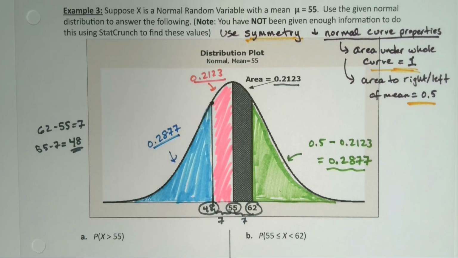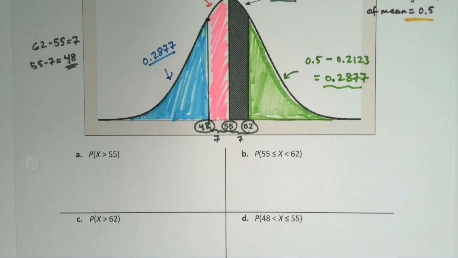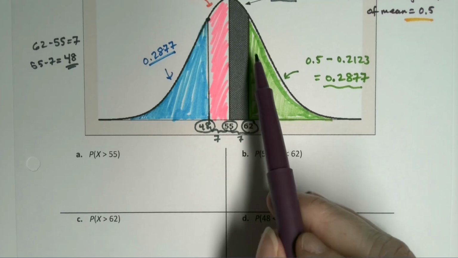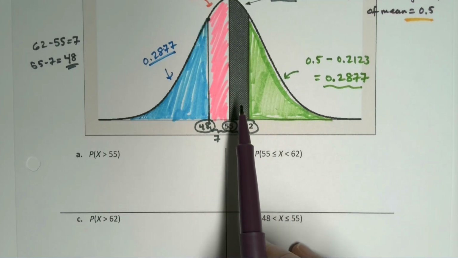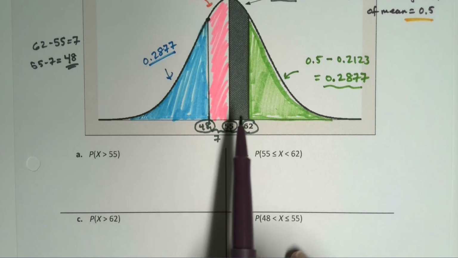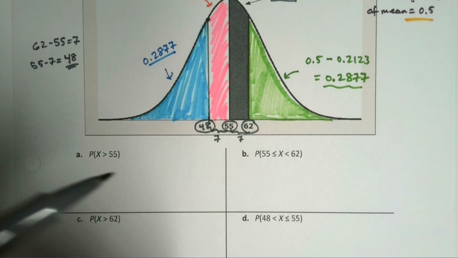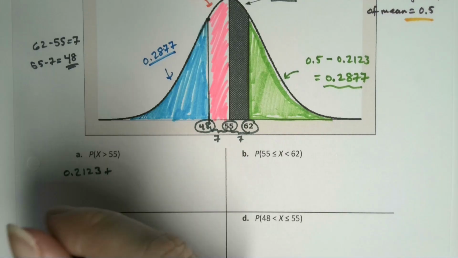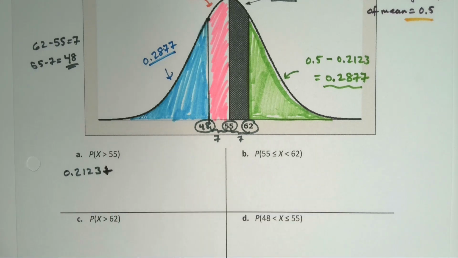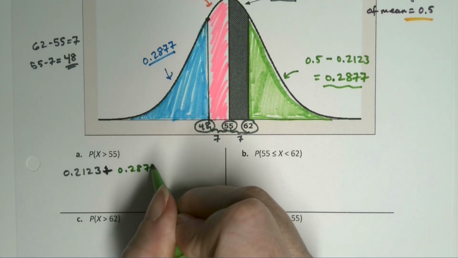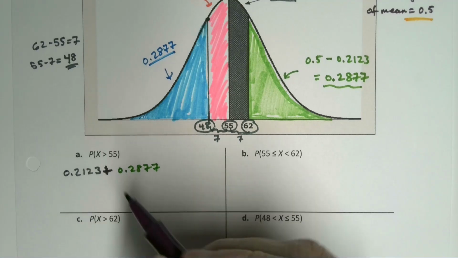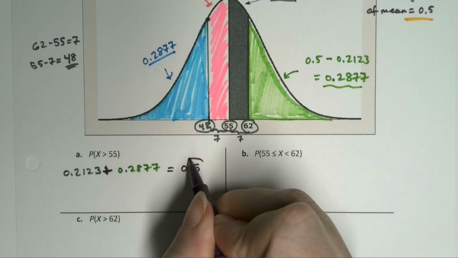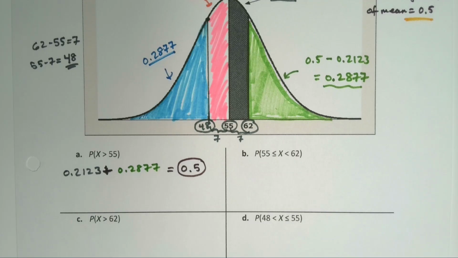Okay, so now that we know that, now we can answer all the questions. All right, so let's look at them. This one wants the probability that x is greater than 55. Well, greater than 55 would be this gray section and this green section, right? Greater than is to the right. So that would be 0.2123 plus the green section, which would be 0.2877, which of course we already know what those add up to. That's how we found it in the first place. It's 0.5 or 50%.